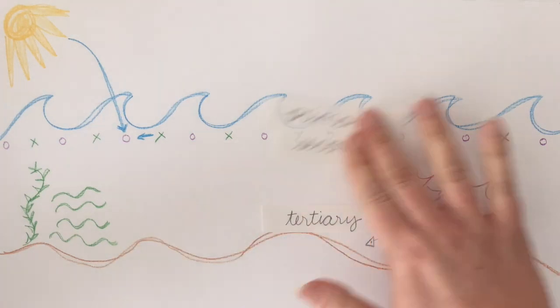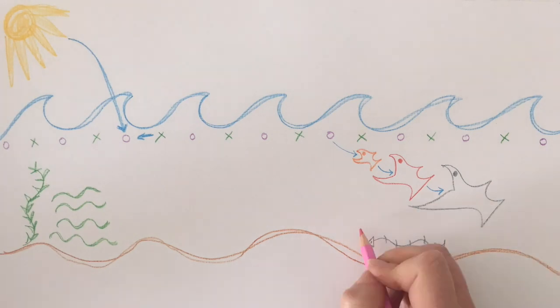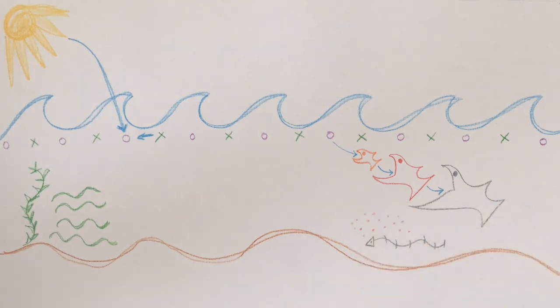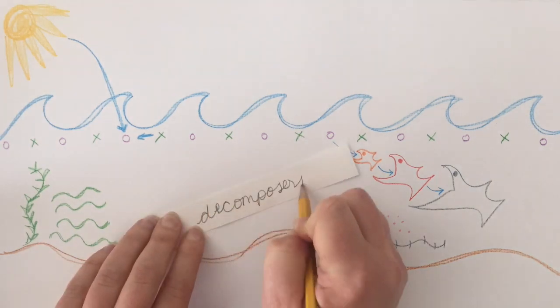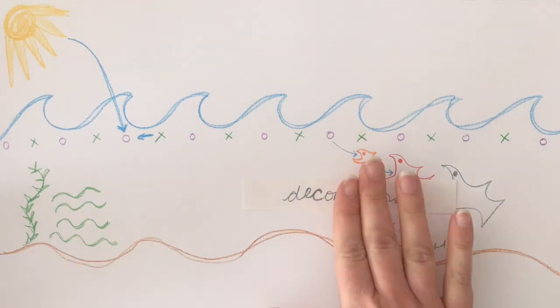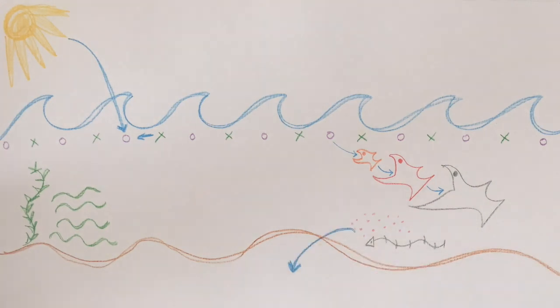One day the tertiary consumer dies and remains here at the bottom of the ocean. There are some decomposers. They work on his carcass at the bottom of the ocean. These are tiny microorganisms, and they release nutrients back into the water, like nitrogen and oxygen.